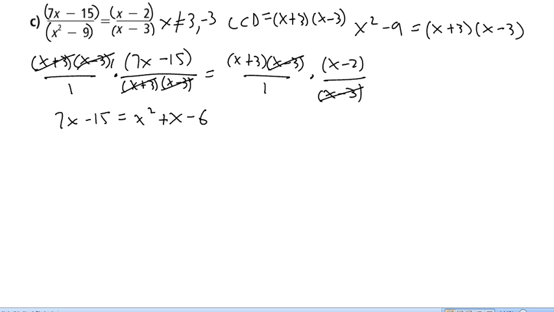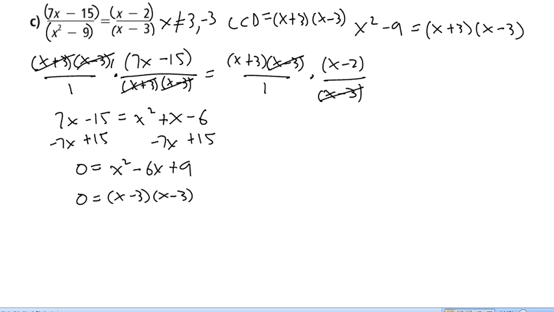Let's move everything over to the right. Minus 7x plus 15. 0 equals x squared minus 6x plus 9. Factored, that's going to give us x minus 3 times x minus 3. So x is going to equal 3. Okay. Notice that if x equals 3, we're going to have a division by 0. So we have to throw out x equals 3. We end up with no solution.